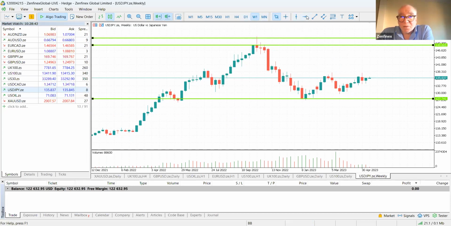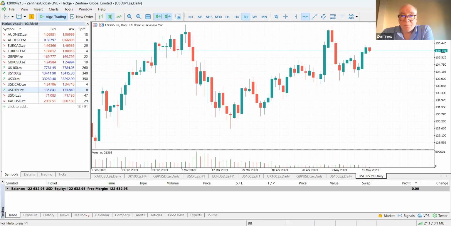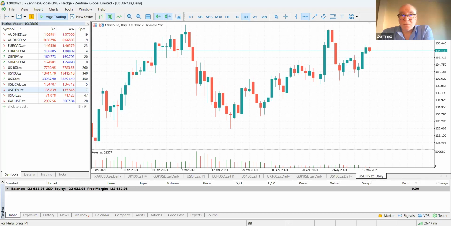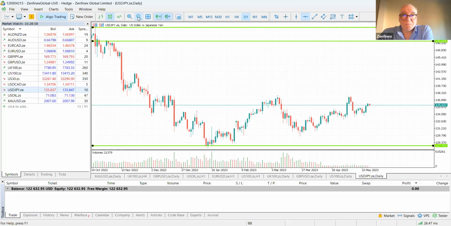I can also, let me do that on the daily, because we'll be able to pick that up on the daily a bit more accurately. Just bear with me a second. So let's draw some daily resistance levels.